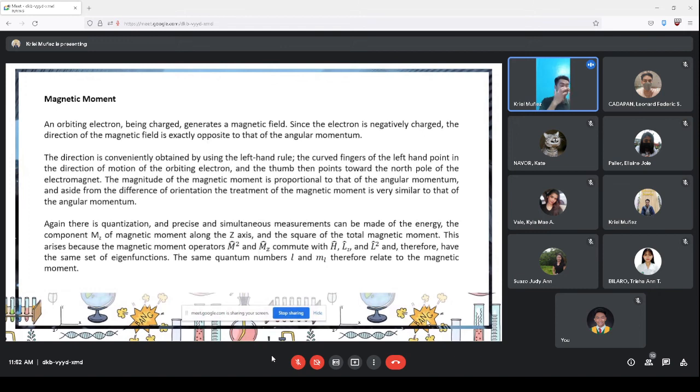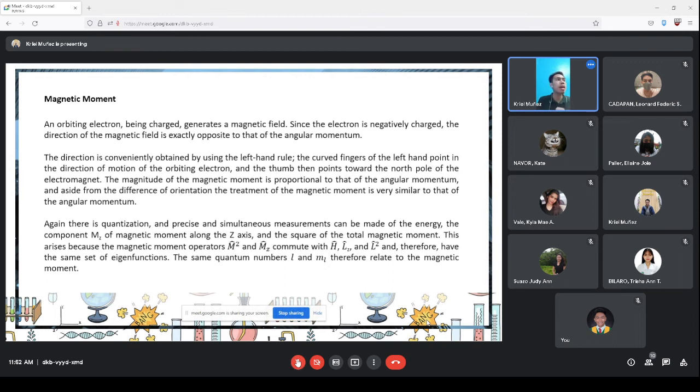The reason, class, why we have to know the direction of the angular momentum is that the direction of the angular momentum is always opposite the magnetic moment. And why do we study their directions? Because we know that the energy and the angular momentum could actually be calculated simultaneously, right?